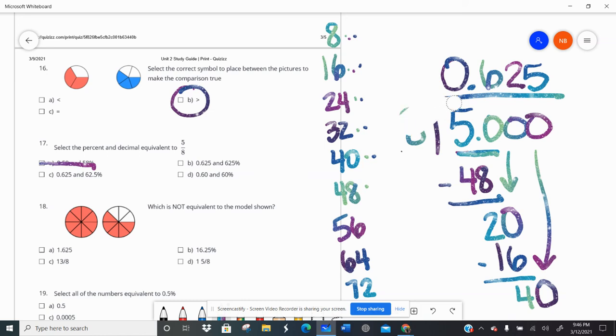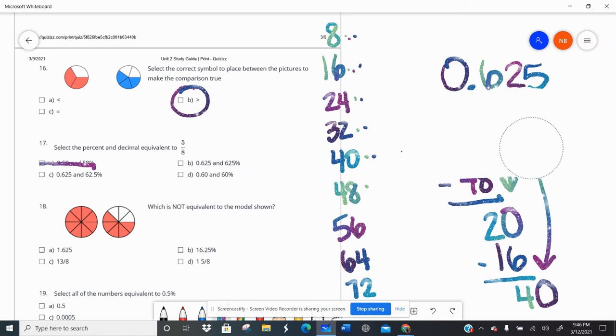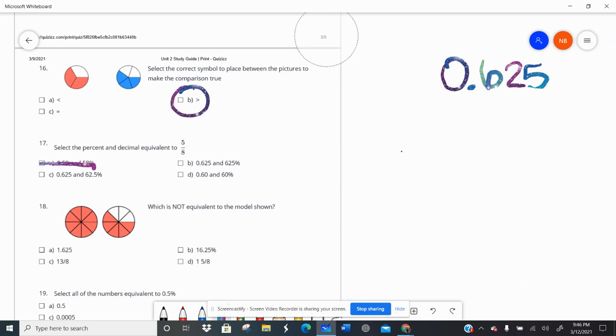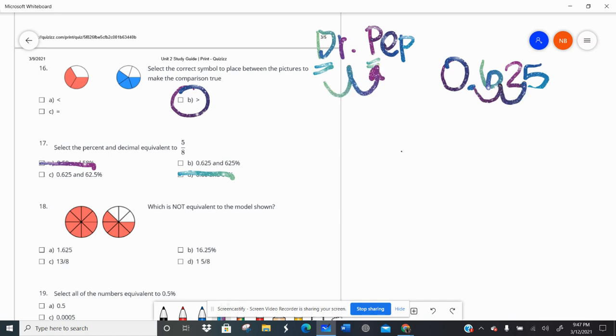5/8 is equivalent to 625 thousandths, right? So I found my decimal. So I can eliminate D because that didn't have the correct decimal. So now I've got to figure out which of these percents is true. Remember, you're moving the decimal 2 spaces from the D in doctor to the P in pep. 1, 2 jumps. 62.5%. Not to the very end, but 2 spaces, which means you are C.